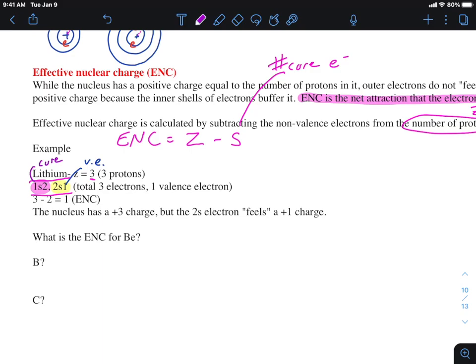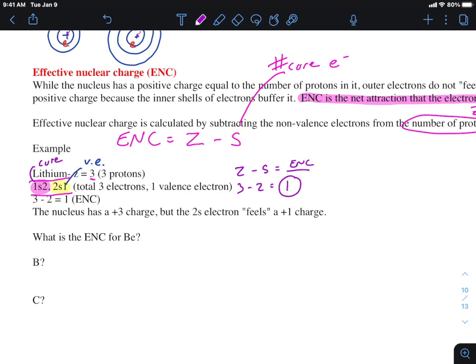So Z minus S equals ENC. Z is 3, S is the core electrons, which is 2. The effective nuclear charge of lithium is 1. What that means is, even though the nucleus of lithium has 3 protons, the electron in the valence shell only feels that there's 1 proton there, because of the electrons that are in between the nucleus and the outermost electron. Okay?